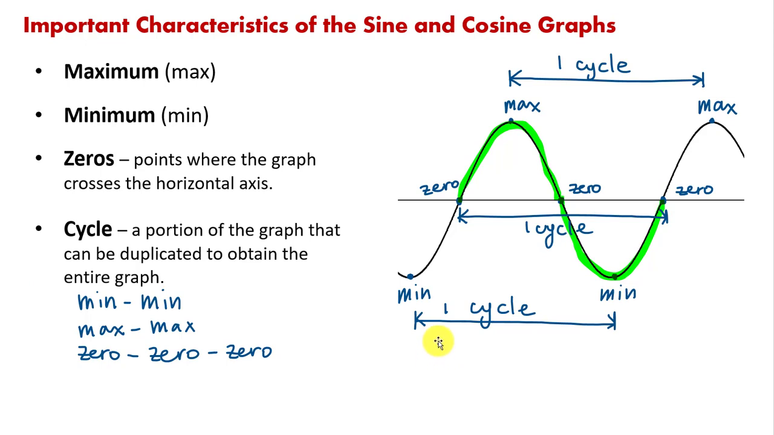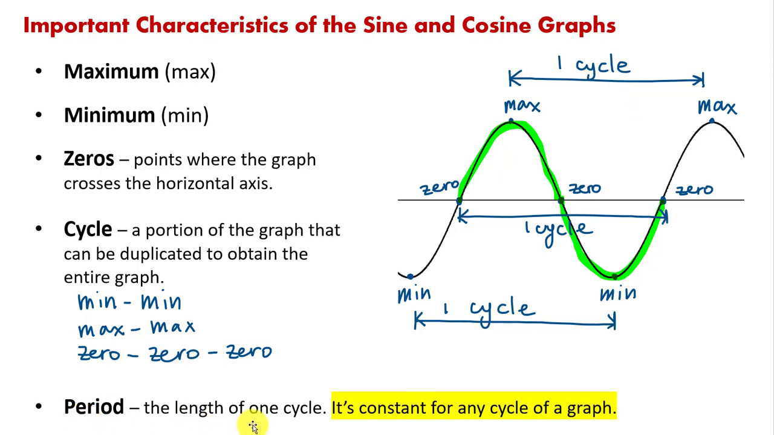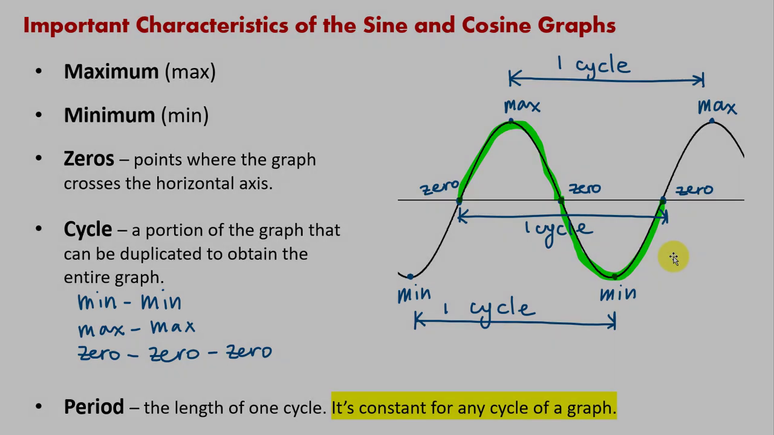And what's interesting is that no matter where we choose to start a cycle, its length is always going to be the same for the given graph. And that length is called the period of the graph. So period is the length of one cycle, and it's constant for any cycle of a graph. That means that it doesn't matter where we decide to start the cycle. And since the graphs of sine and cosine functions consist of cycles that all have the same length, or period, those two functions are called periodic functions.